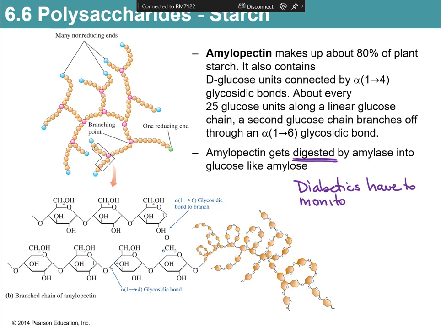So diabetics need to monitor starch as well as sugar, because both of those can have an effect on blood sugar. Starches are just a little slower, but they can still raise your blood sugar.